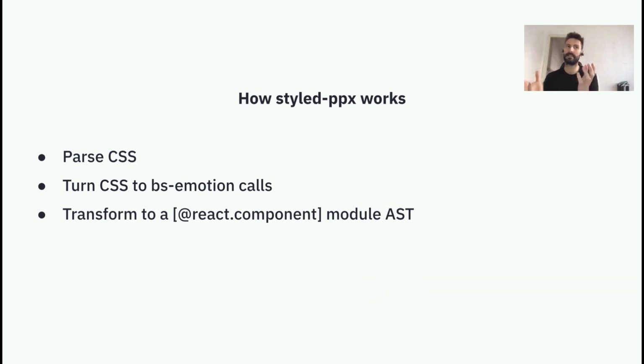So I pass the CSS and I parse it. So I understand every property value of the component definition, and I turn these CSS properties into BS Emotion calls. BS Emotion is the binding to Emotion. So I'm using all the logic that CSS-in-JS gives me under the hood. The later thing that I do, I just transform this into a React component to turn the AST and then do the loop as I explained. So let me show you how it looks.